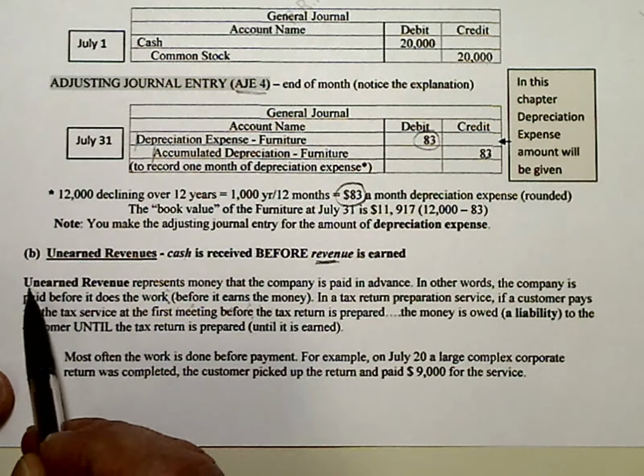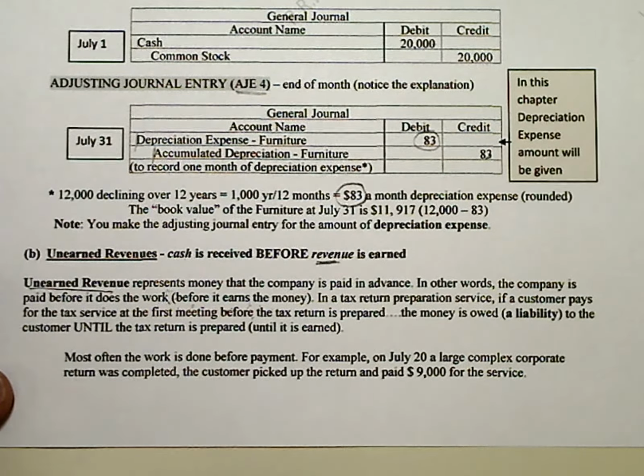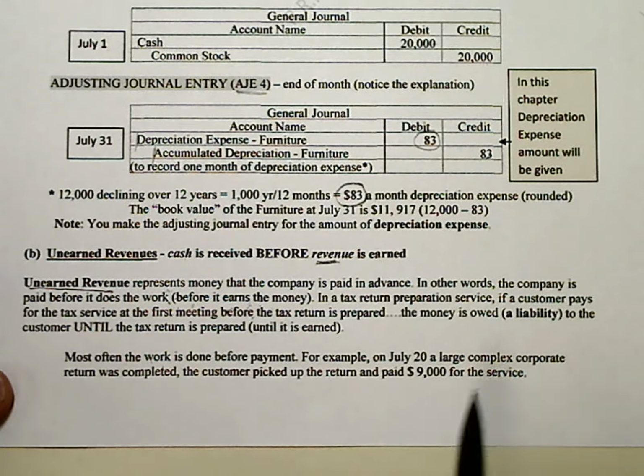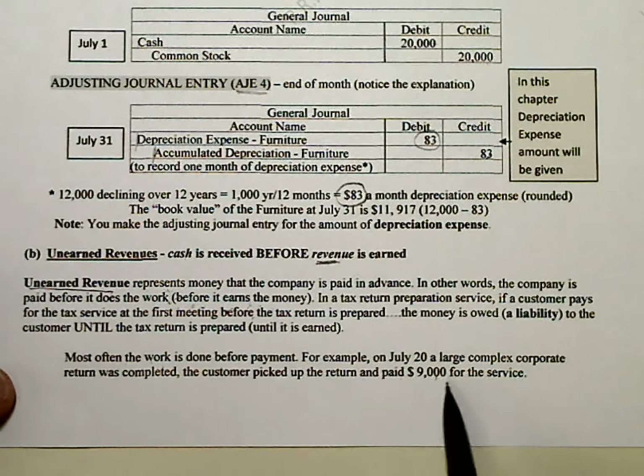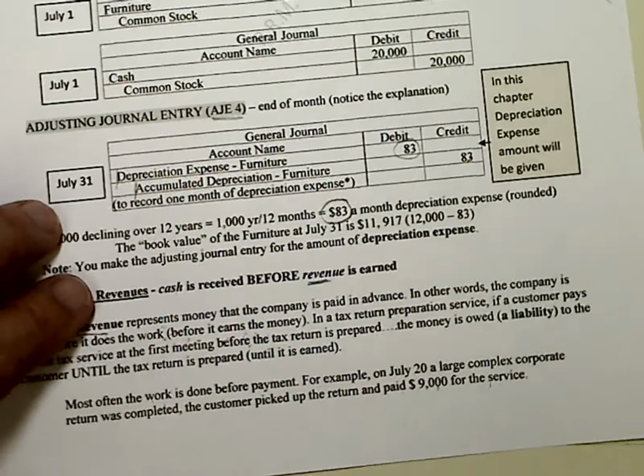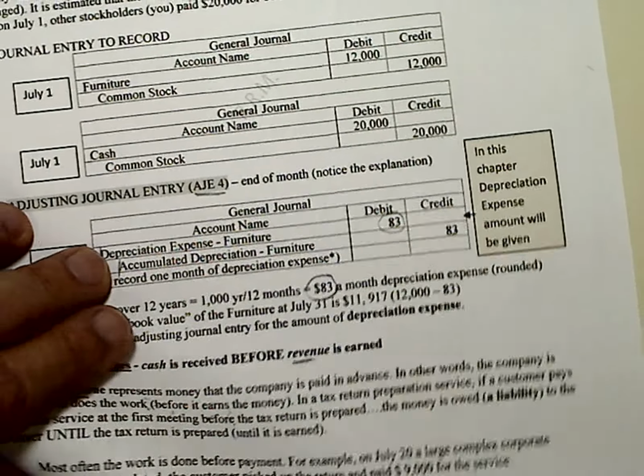That's an example. Unearned revenue. Get the money before we earned it. So in our company here, let's look at this. We just completed a big complex corporate tax return. The customer picked up the return and paid $9,000 for that complicated tax return.